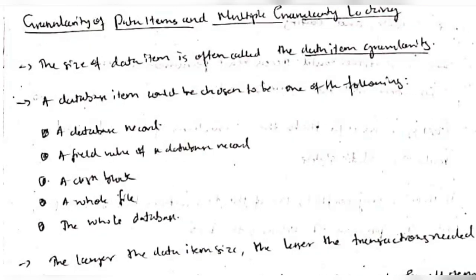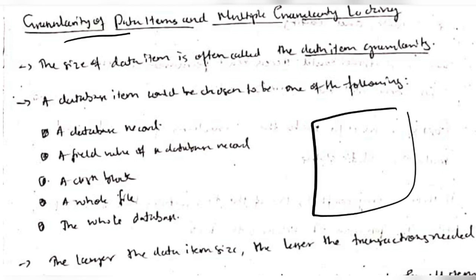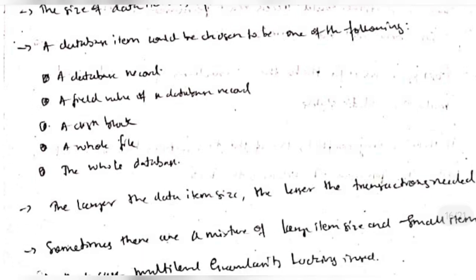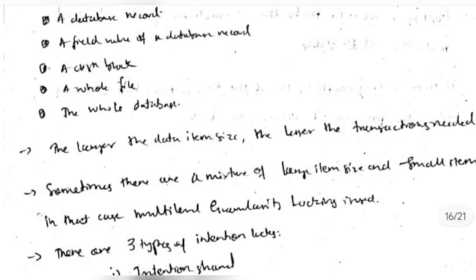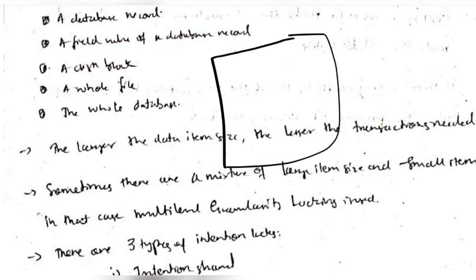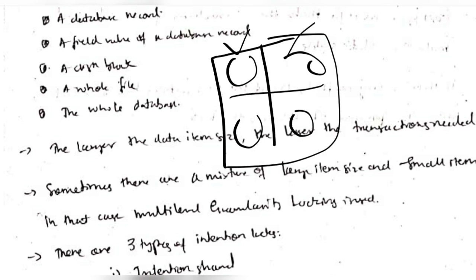Coming to granularity of data items, granularity means the size. The larger the size, the more transactions are needed. Sorry, the larger the size, the fewer transactions are needed. Why? Because sometimes there is a mixture of large item size and small item size. In that case, multi-level granularity is needed. The smaller the item is, the harder it is to handle, because it will have complex transactions. But if it is larger, that means it is more organized, right? So there will be fewer transactions needed. Each thing will have its own separate database.